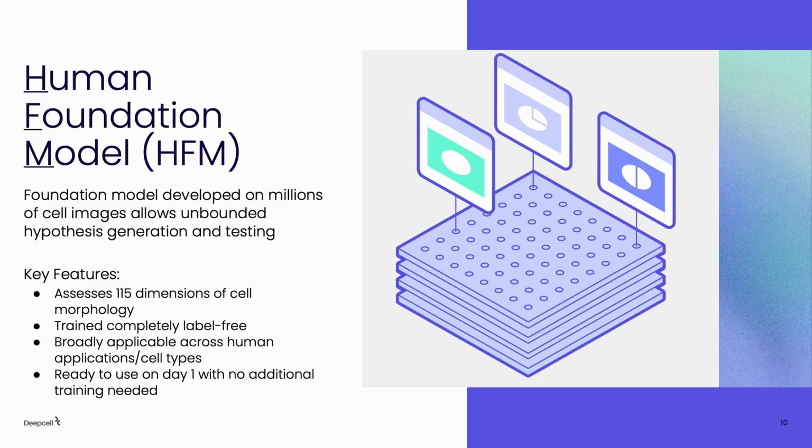One of the key components of the REM-I platform is the Deepcell Human Foundation Model, or HFM, which assesses 115 cell morphology dimensions. It combines deep learning and computer vision methods to extract cell features that quantitatively and reproducibly represent cell morphology. The deep learning aspect of the HFM is based on a self-supervised learning algorithm, is trained using millions of cell images from many biological human samples, and it detects differences in cell morphology without labeled training data, meaning that the HFM is ready to use on day one without the need for additional training.